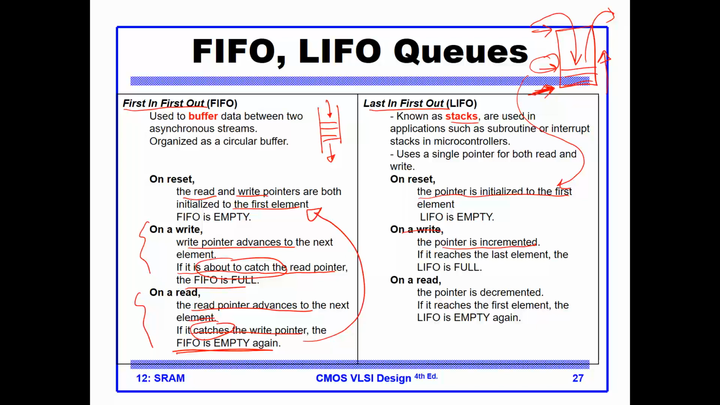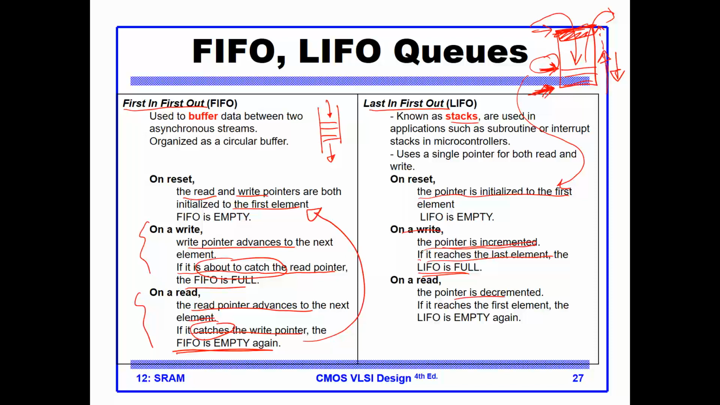So this is the top of the stack, and this is the limit of the stack. On the read, I send the pointer in the other direction, towards where we started, and reset. On the write, the pointer is incremented. If it catches the last element, then this stack is full. So if we go all the way up to the right and we catch the last element, which is here, then the stack is full.